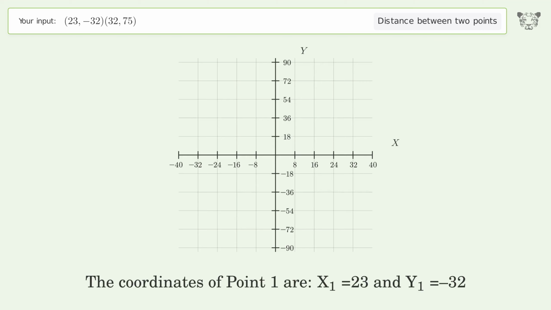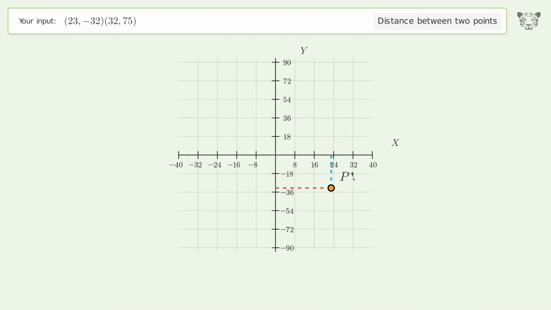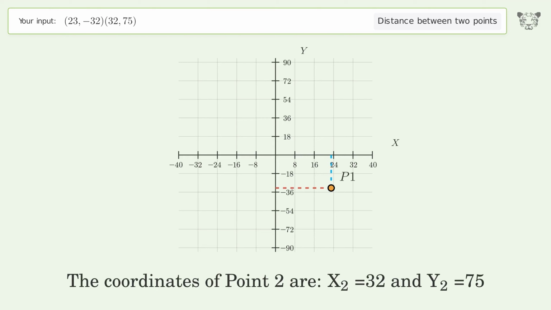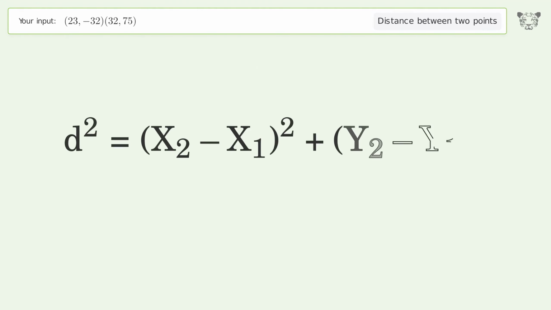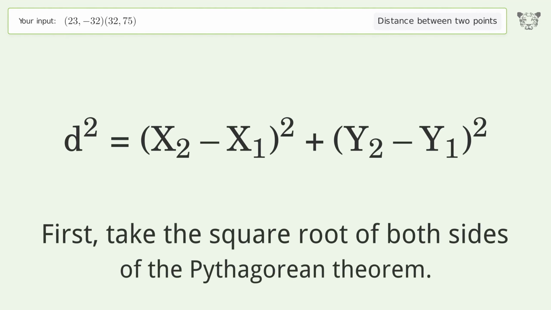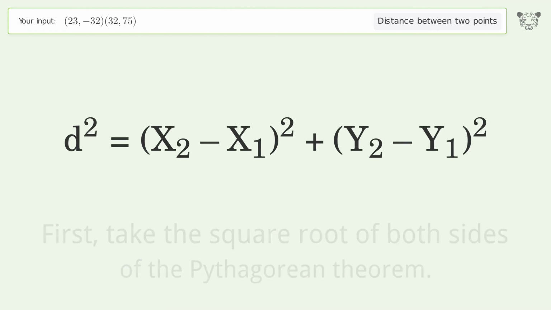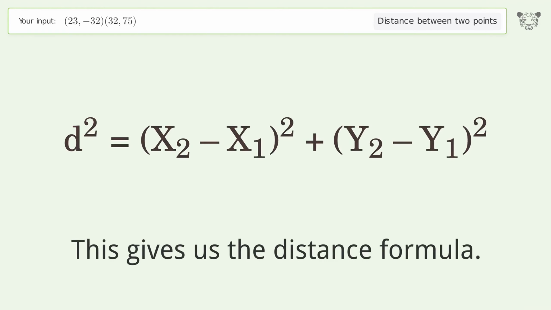The coordinates of point 1 are x1 equals 23 and y1 equals negative 32. The coordinates of point 2 are x2 equals 32 and y2 equals 75. D is the distance between the 2 points. First, take the square root of both sides of the Pythagorean theorem. This gives us the distance formula.